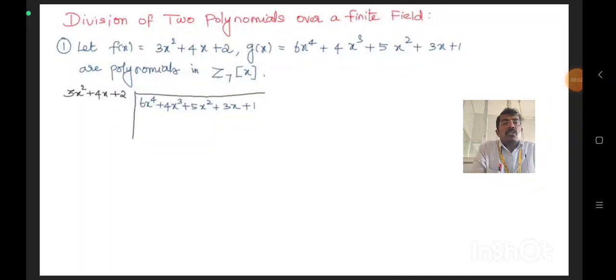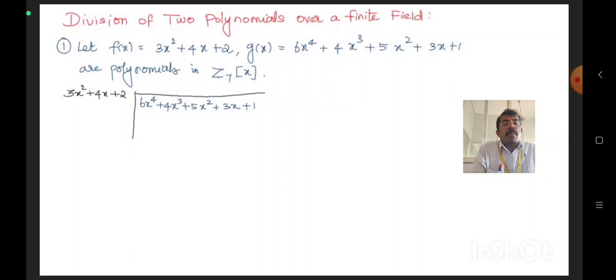So in this discussion we are going to talk about division of two polynomials under a finite field. If you say finite field, it will have n number of elements. We are going to take two polynomials and we can name them f of x and g of x. The coefficients of these polynomials are taken from the field.